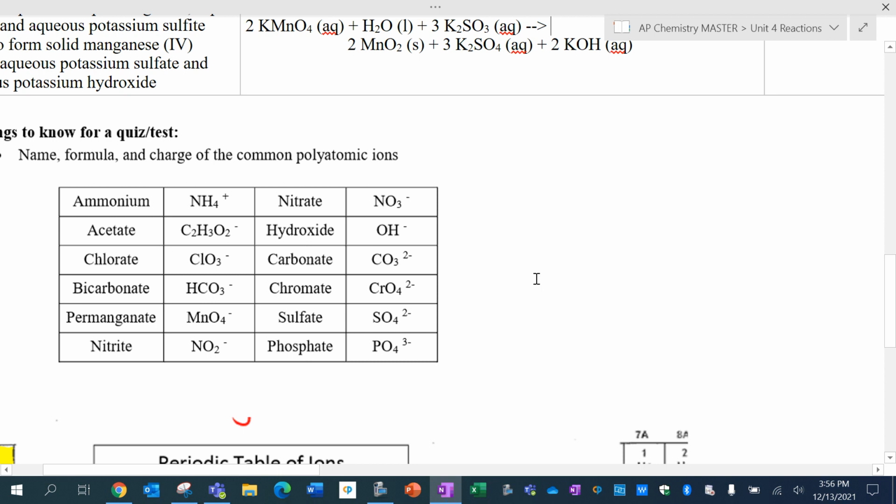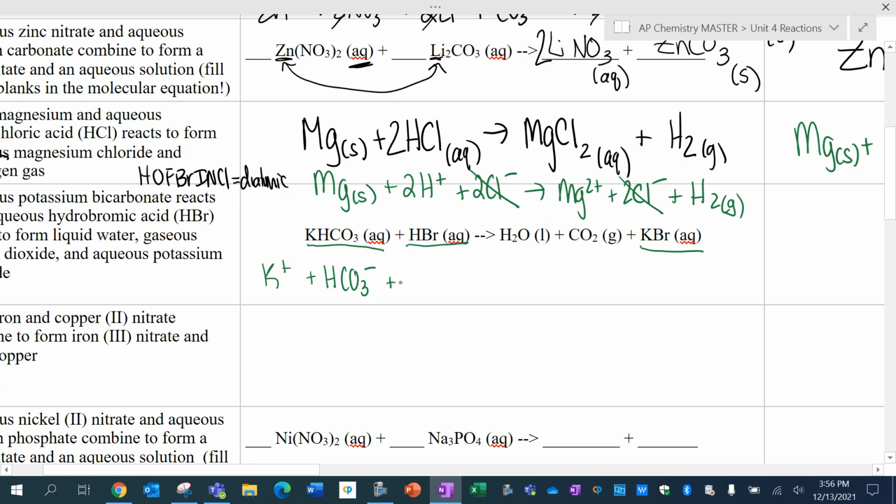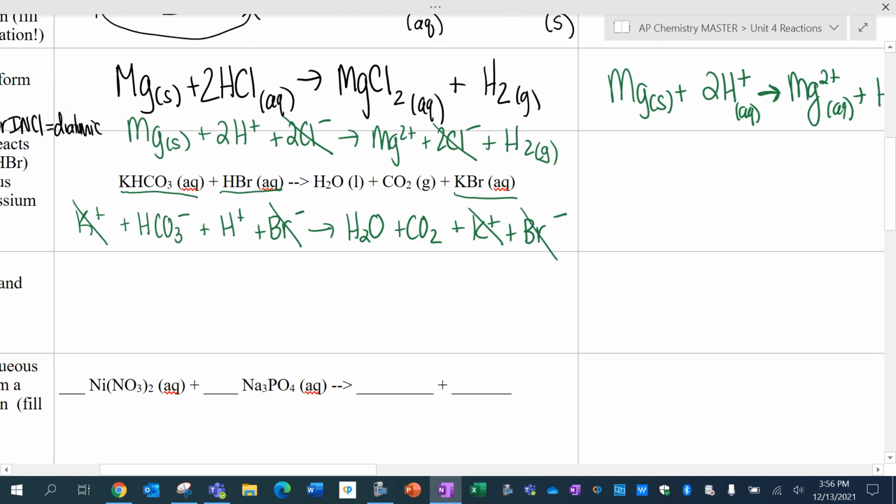Let's scroll in here. Of the common ions to know. Bicarbonate, it's HCO3 with a -1 charge. Okay, that's one of the ones we want to be familiar with. And then HBr, it is aqueous acid, so it will also split into ions. Water and CO2, those aren't going to ionize. They just stay put. But then my potassium bromide, it will split into ions. And now when I say, do I have any spectators? Well, looks like potassium doesn't change at all, and then bromide doesn't change at all. So those are what we call spectator ions.